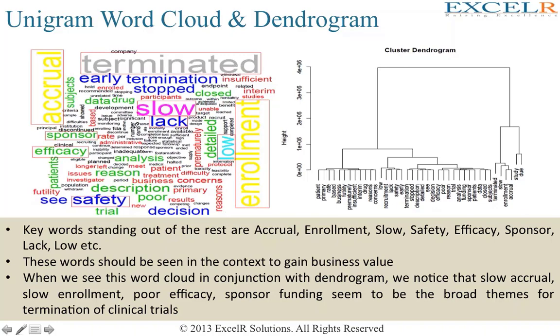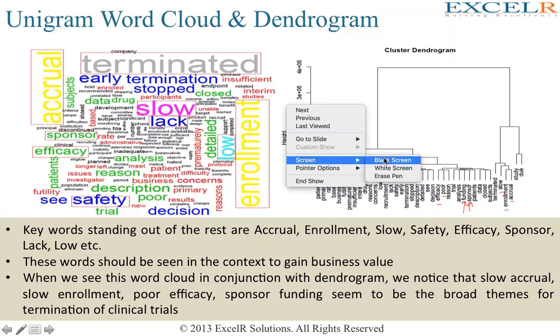But when we see these words in conjunction with the dendrogram, we notice that slow accrual, slow enrollment could be a few reasons. Poor efficacy, yes, efficacy and poor are related. That could be another reason. You have sponsor and funding, which are used together. So probably sponsor funding could be another broad theme on why a clinical trial is getting terminated.